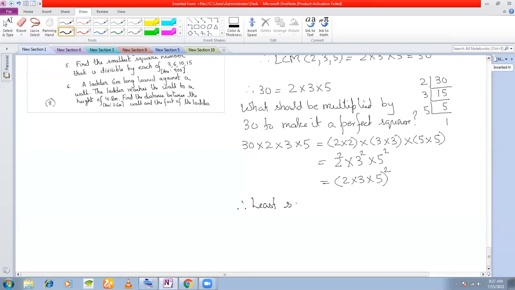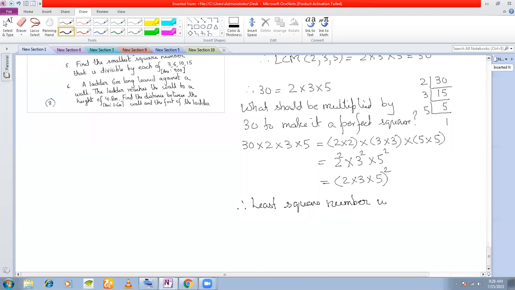Sir, can you please tell me what smallest number should be divided to 16244 to make it a perfect square? Wait, let me finish this question, then you will read out your question.